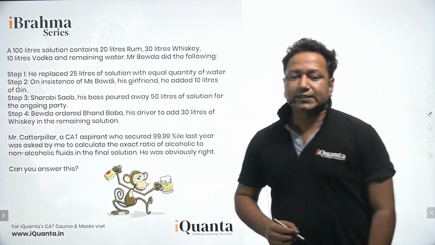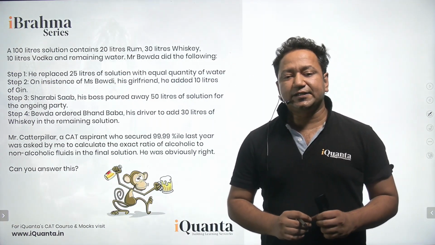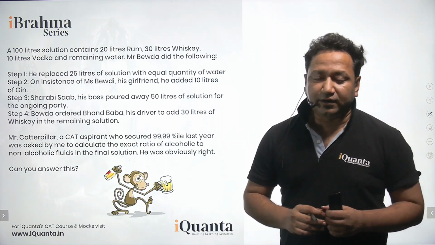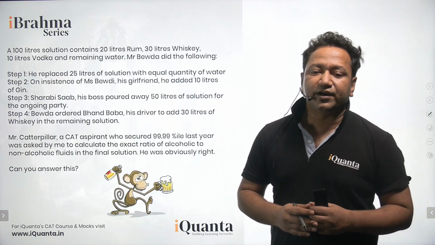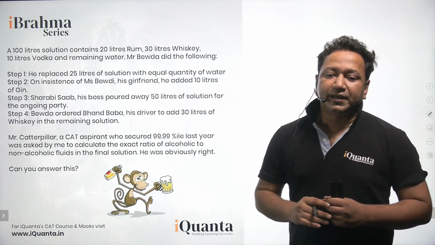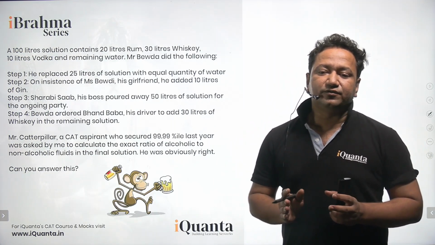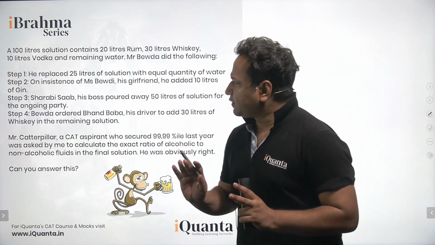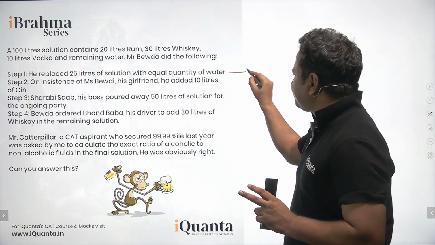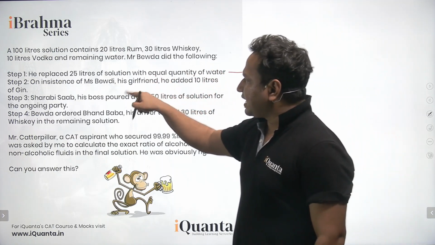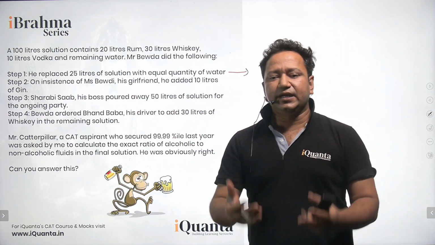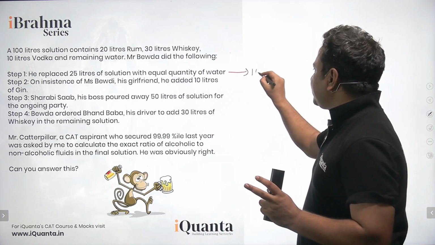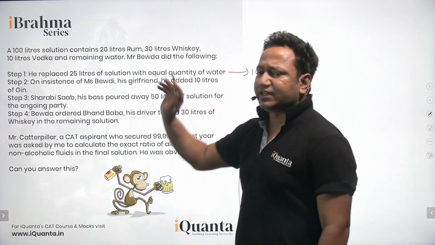The question says, a 100 liters solution contains 20 liters rum, 30 liters whiskey, and 10 liters vodka and remaining water. Mr. Bewda did the following. Step 1. He replaced 25 liters of solution with equal quantity of water. Okay, so let us make some notes. The solution has been replaced, the content has been manipulated, but overall solution would be 100 liters only because whatever has been taken out has been replaced now.